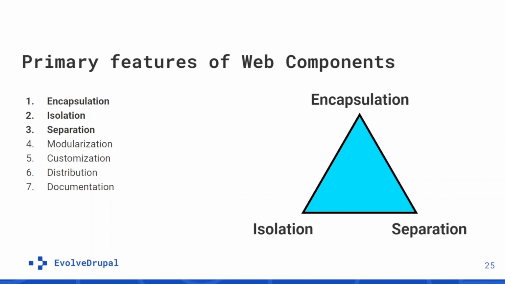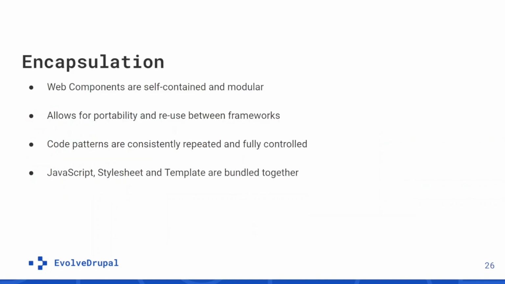The primary features of web components, there's like 7. There's a lot of articles out there. Feel free to find them. These are the 7 main features you'll find for web components. I'm only going to talk about 3. I think those 3 are most important for our work with integrating with Drupal. That would be encapsulation, isolation, and separation. So this is what makes them different from other patterns of development.